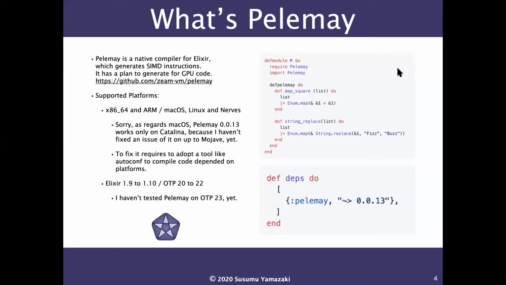The right side is a sample code. Here is a map square and String.replace. To write def Pelemay and a do block, this do block will be compiled into native code. To add Pelemay, this description will be added into mix.exs. Okay.